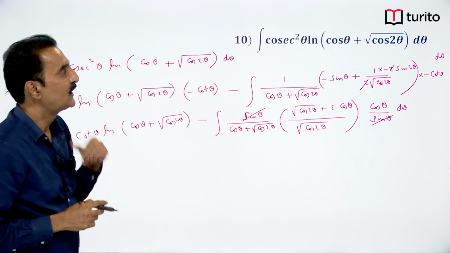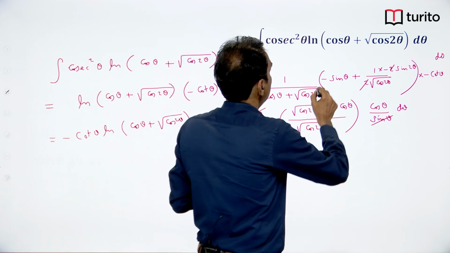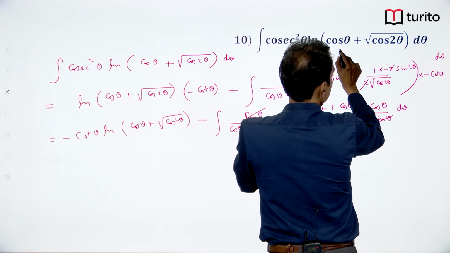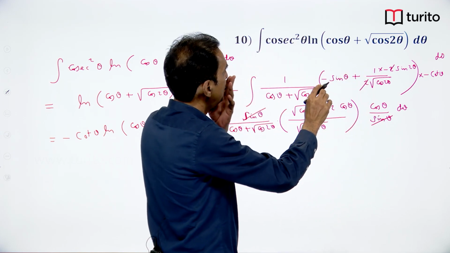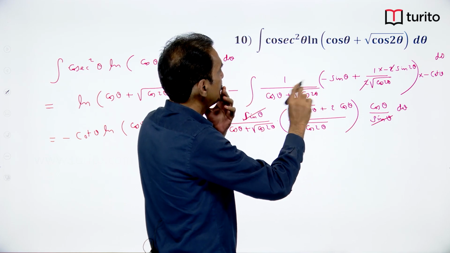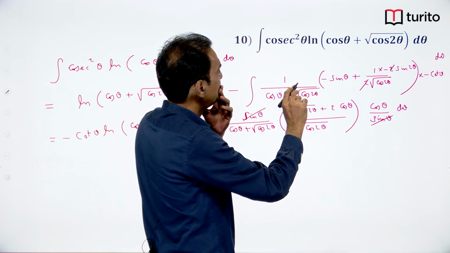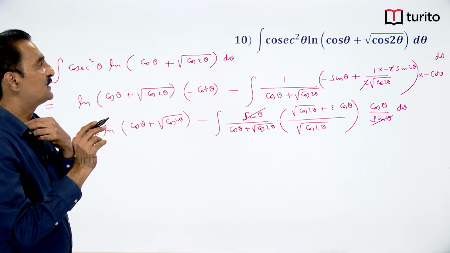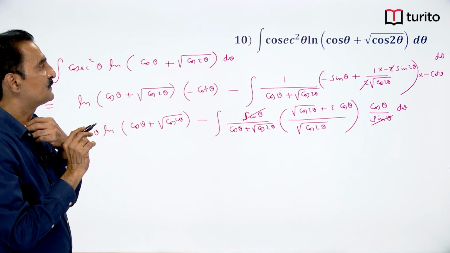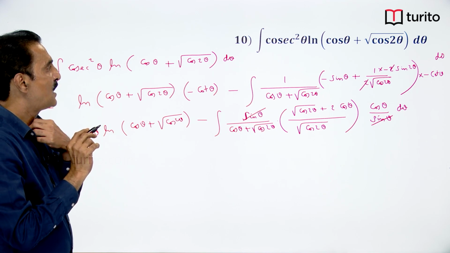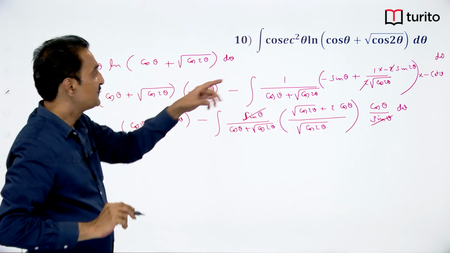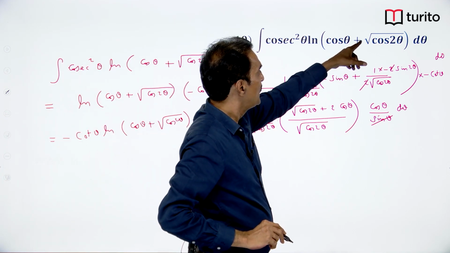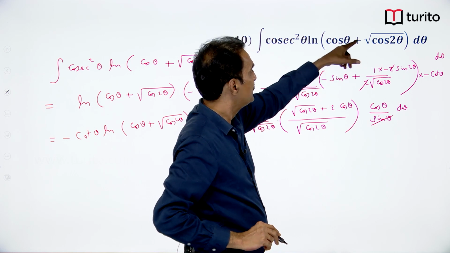Oh, now I identified the mistake. This is not cos theta. That is cos square theta. It is root over cos square theta minus sin square theta.